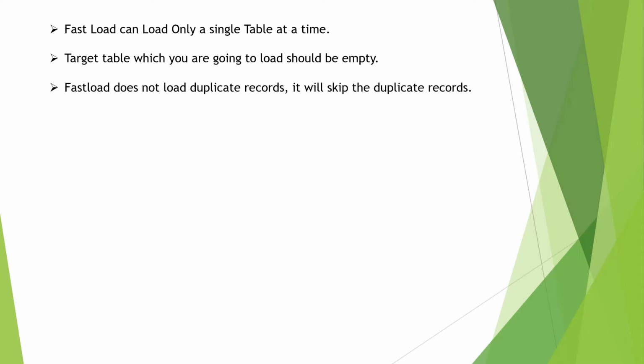The third constraint which we have is that fast load does not load duplicate records. It will skip the duplicate records. So even if in your source file there are some duplicate records available, the Teradata fast load utility will not load the duplicate records into your target table. It will skip those records.